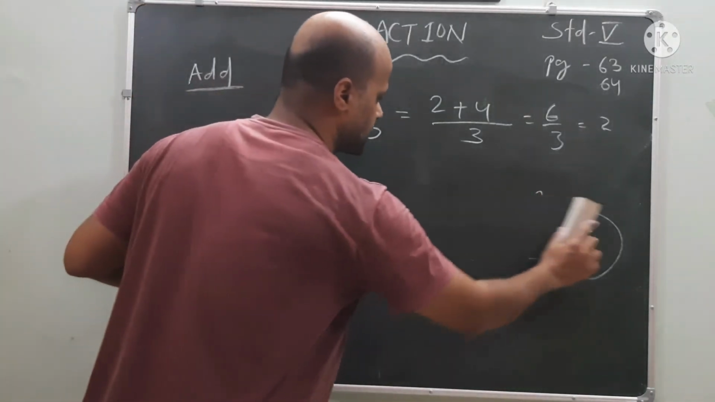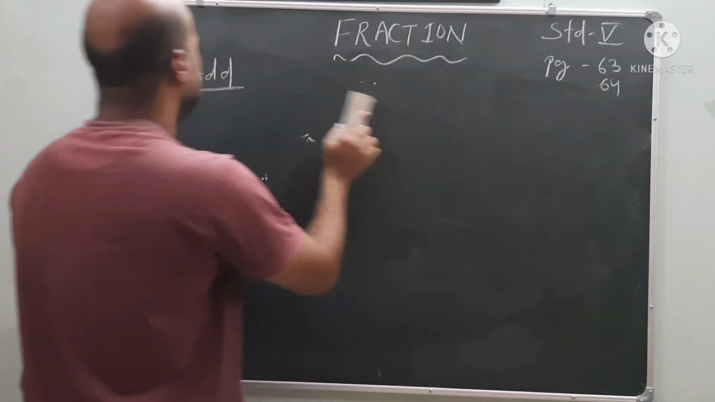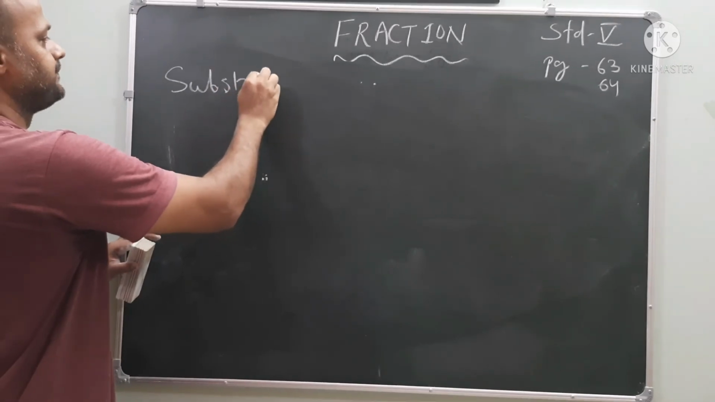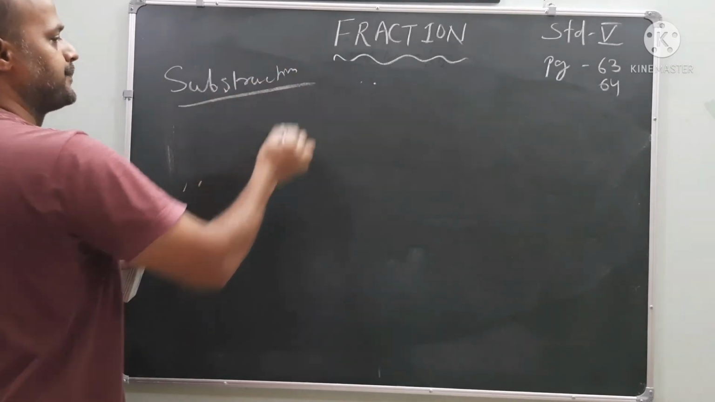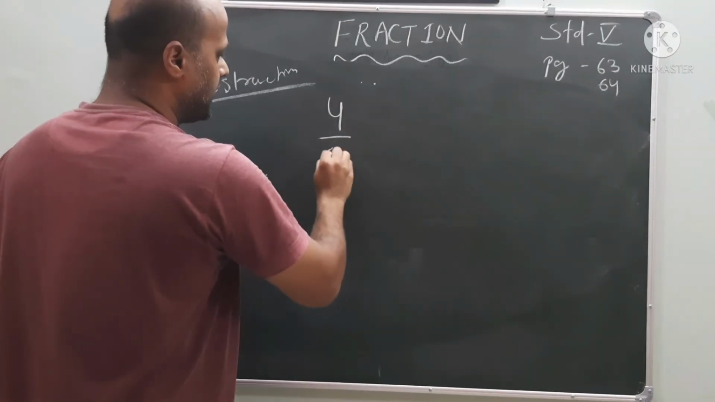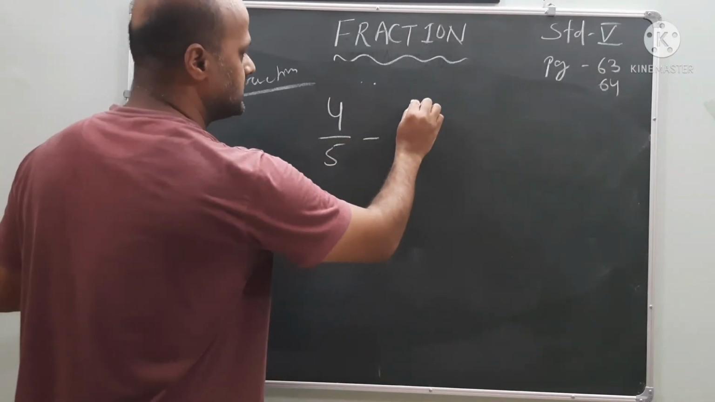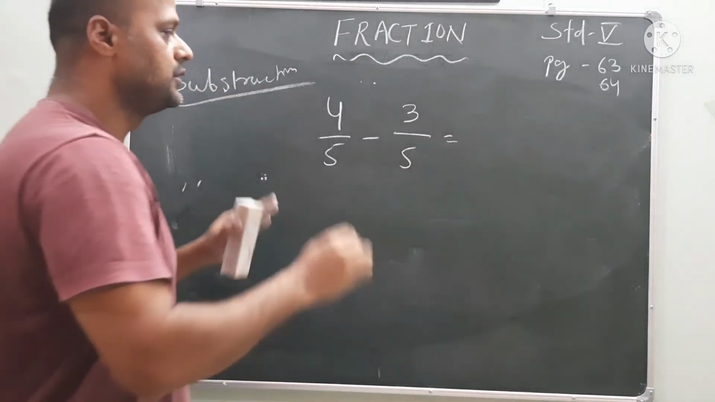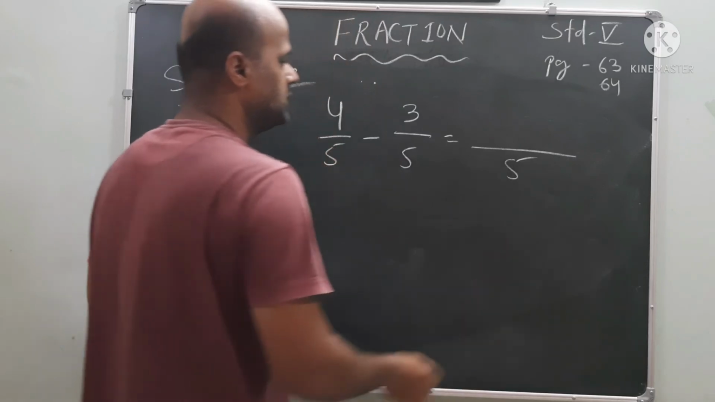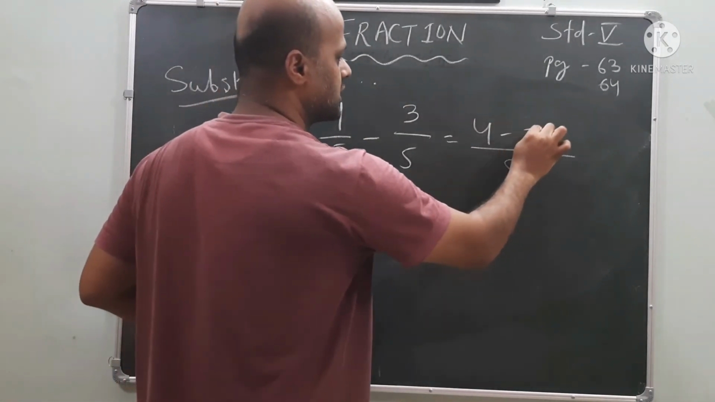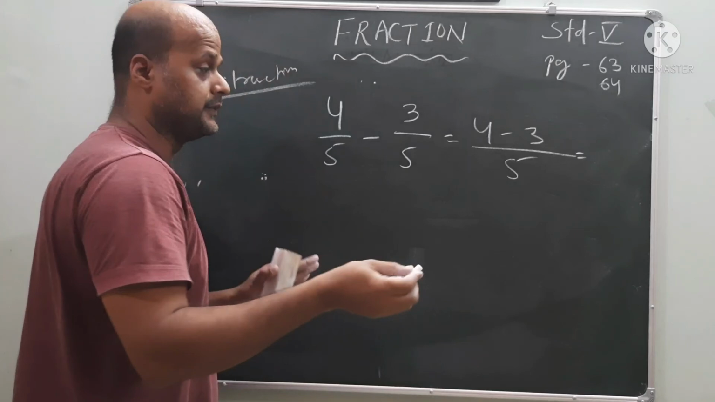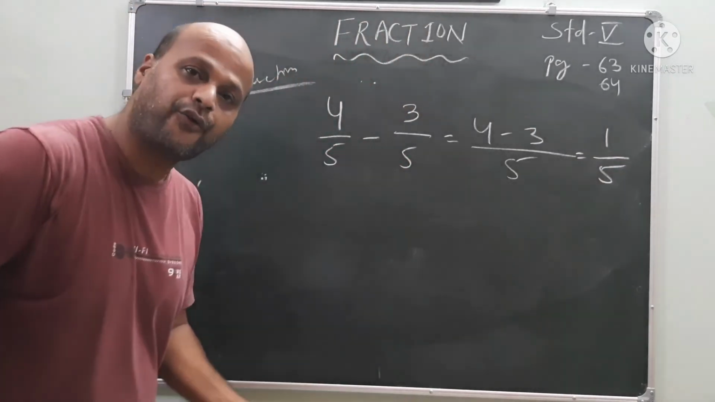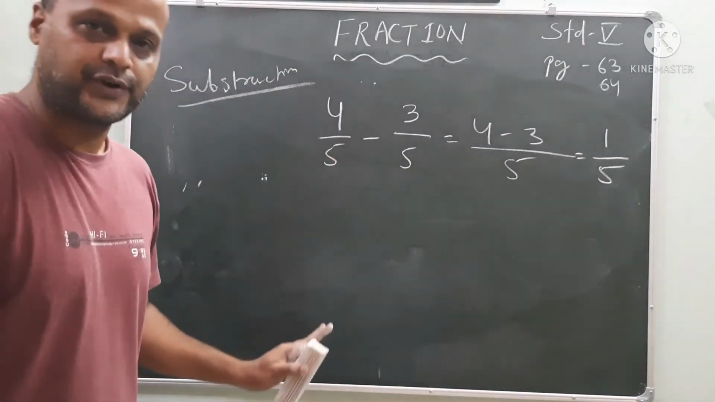Now in the case of subtraction, what do we have to do? Subtraction. What is subtraction? 4 by 5 minus 3 by 5. In this case also, denominators are the same, na? You have to write the denominator first. Whatever the numerators are there, you just subtract them. Okay, so what is 4 minus 3? 1. 1 by 5. So this is very easy for you or not?